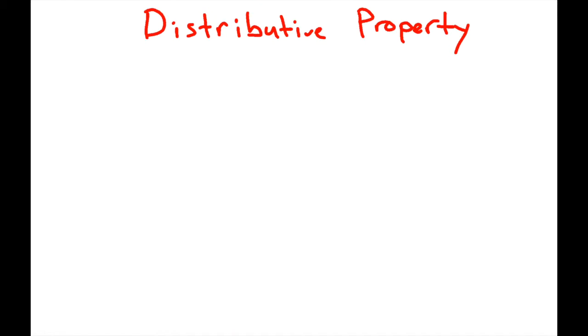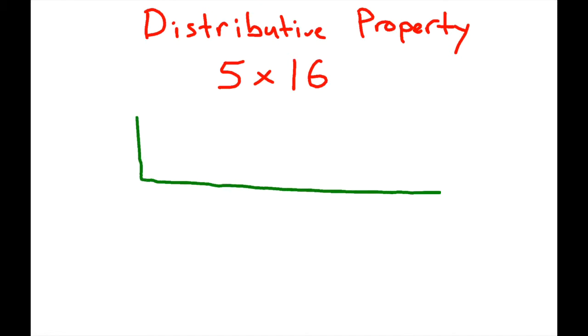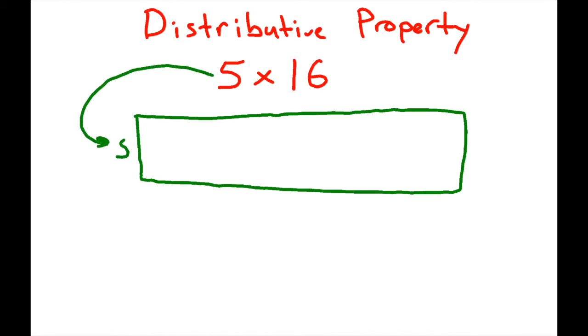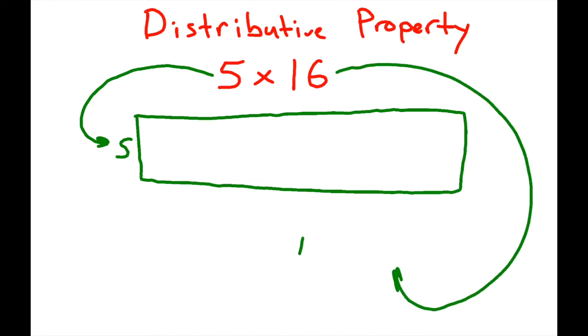So real quickly, I'm just going to demonstrate the distributive property in action. If you take a problem like 5 times 16, all multiplication problems can be represented in a rectangle. Conversely, all rectangles can be represented as a multiplication problem as well. The length 5 of this rectangle, I will place a label on the left-hand side, and the width 16 of this rectangle I will put on the bottom. Now, the distributive property says that you can distribute the 5 times 10 and 6 separately.